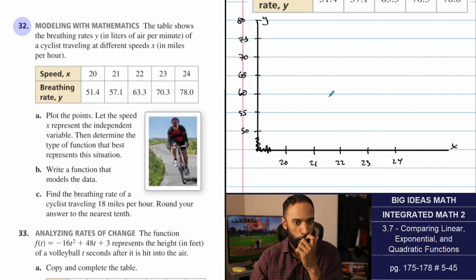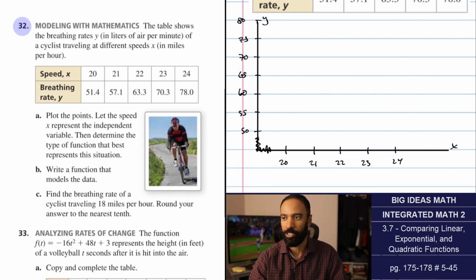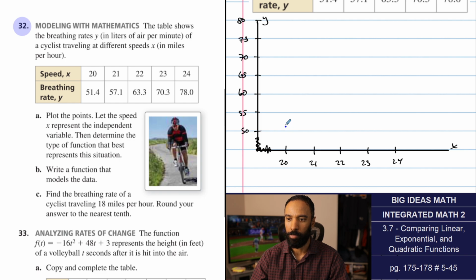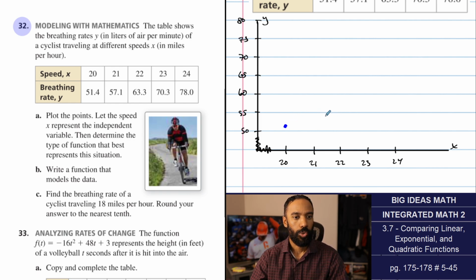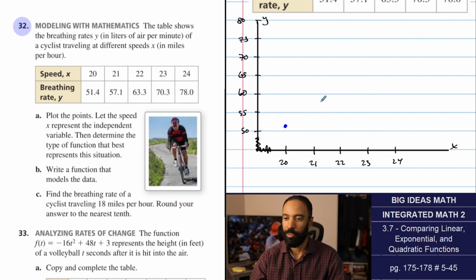Okay. So the table shows the breathing rates of a cyclist traveling at different speeds. So the faster you go, the faster your breathing rate is. So at 20 miles per hour, you're at 51.4 liters of air per minute of breath. Remember, it's a rate. 21 miles per hour, 57.1. 22 miles per hour, 63.3.